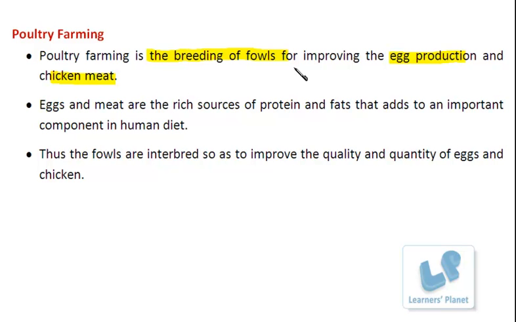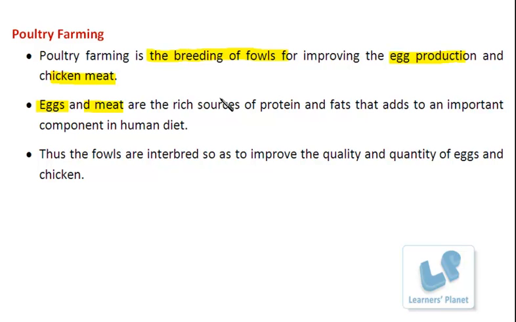Now these particular birds or fowls are raised for different purposes, which are of course related to food only. Now if we are saying that they are developed for food, then what type of food is obtained from these birds? They provide us the eggs and the meat, right? These two things are obtained from these particular birds.